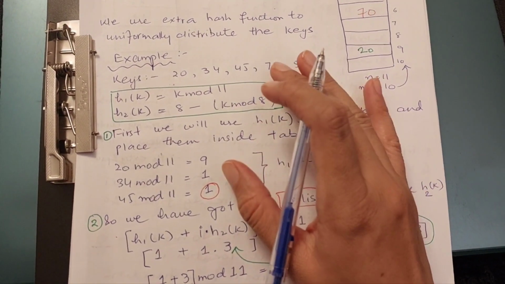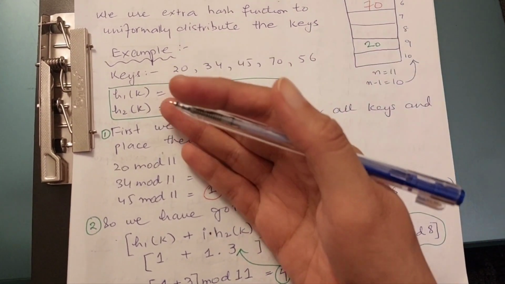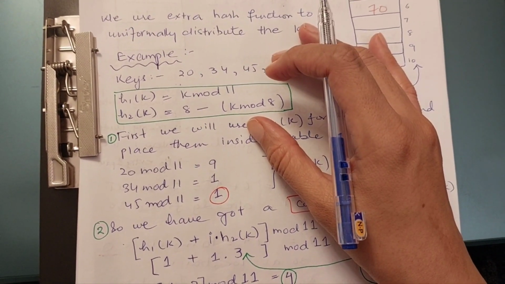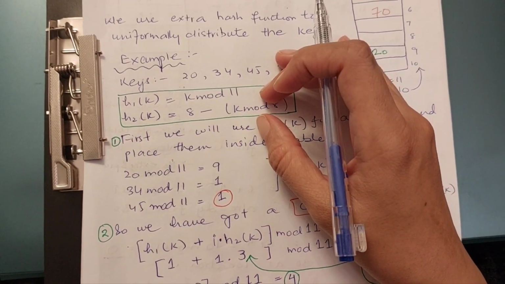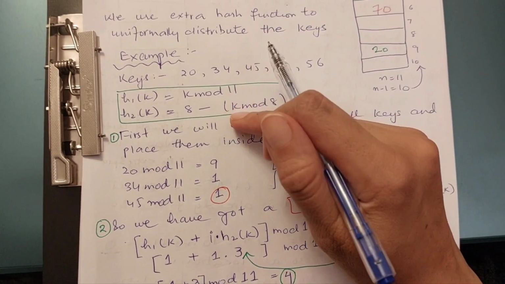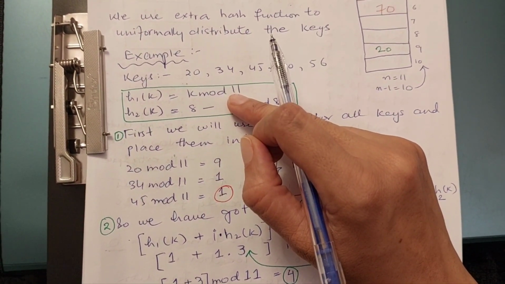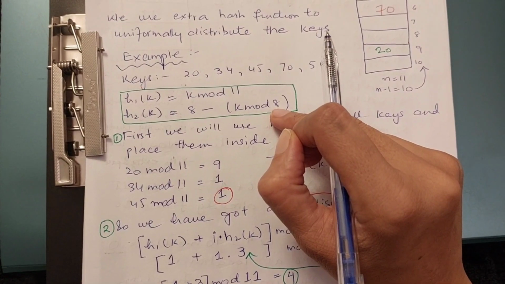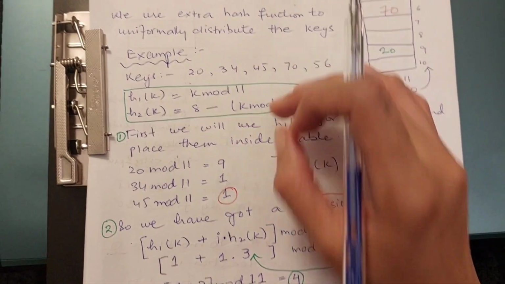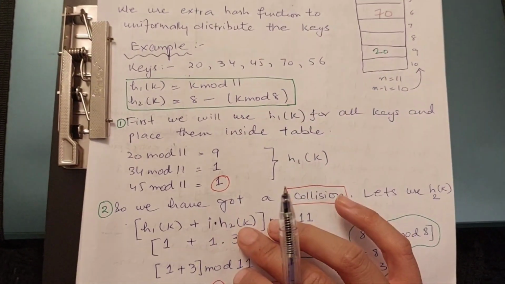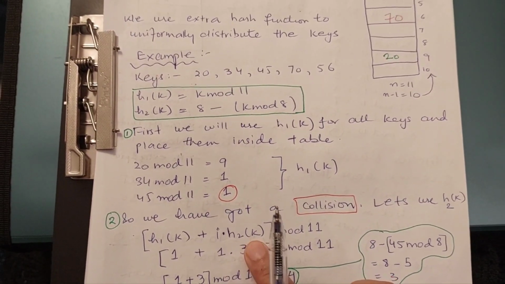These two hash functions are generally given in the question, but just in case you are asked to design your second hash function, always remember that these hash functions have to be prime, and the second one is smaller than the first one. For example, if you are using mod 11, then the second can be mod 8 or mod 7, it has to be smaller than this one. So that is why this h2 of k is okay. Now I'm calculating the value of h2 of k.